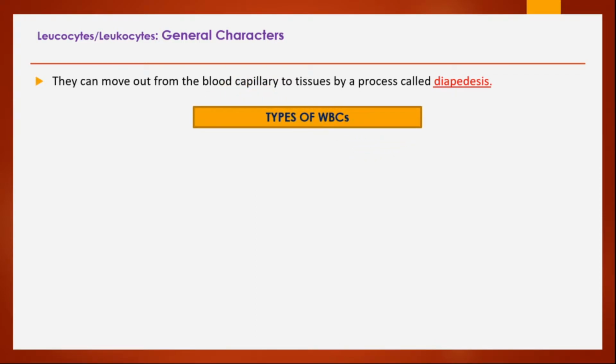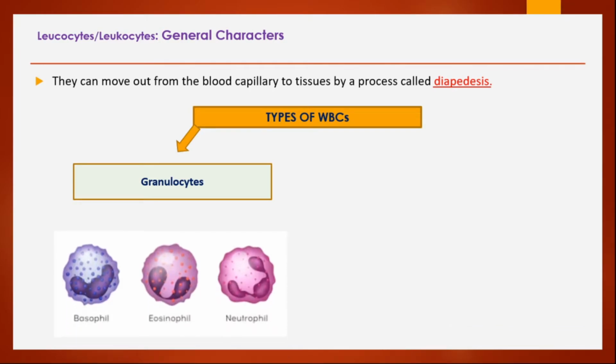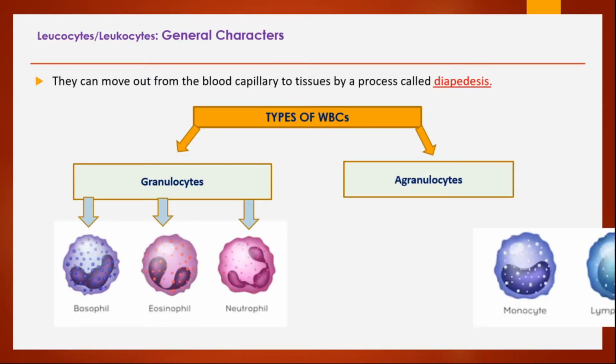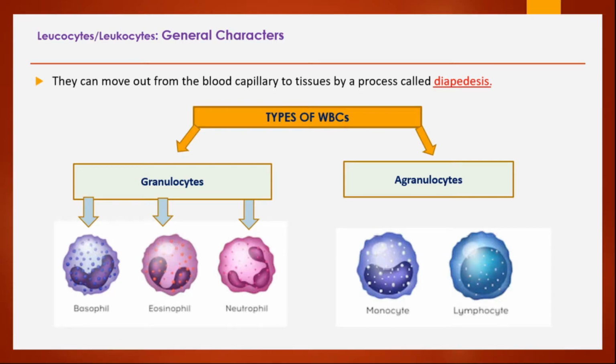Let us classify WBC. WBCs are broadly classified into two based on the presence or absence of granules in their cytoplasm. If granules are present in the cytoplasm, the cells are called granulocytes. Three cells are identified as granulocytes. They are basophil, eosinophil, and neutrophil. The second category is agranulocytes that do not contain any granule in their cytoplasm. Monocyte and lymphocyte belong to agranulocytes.